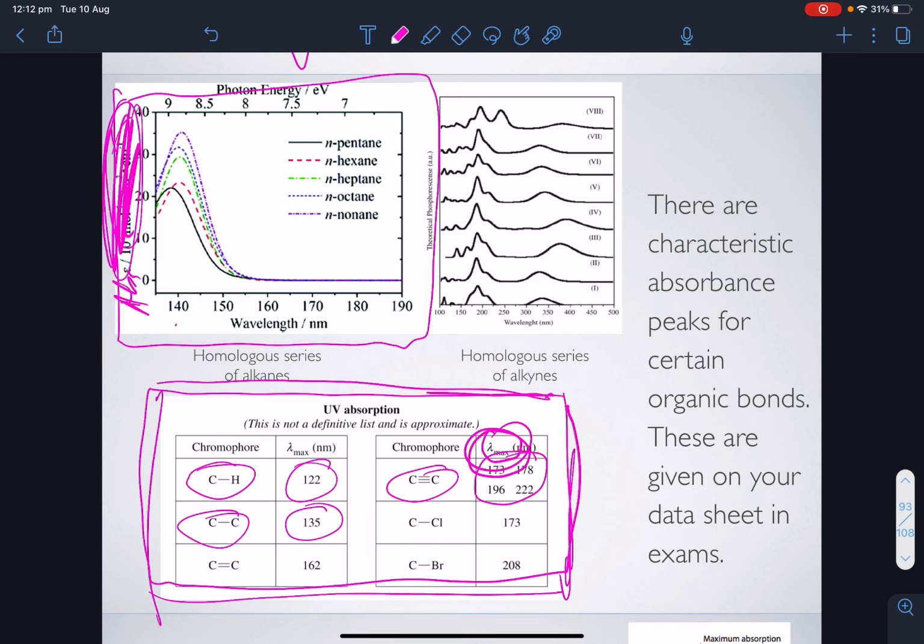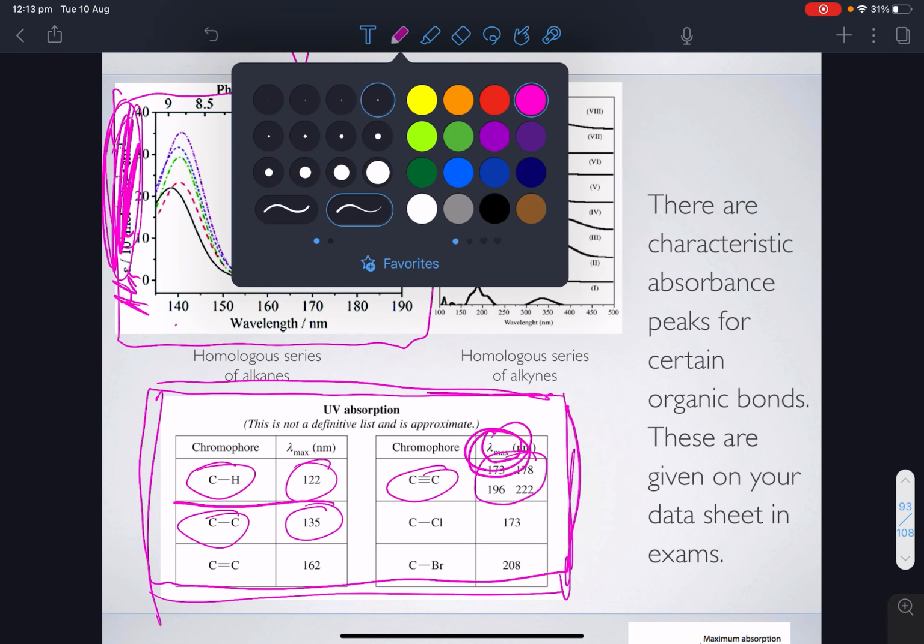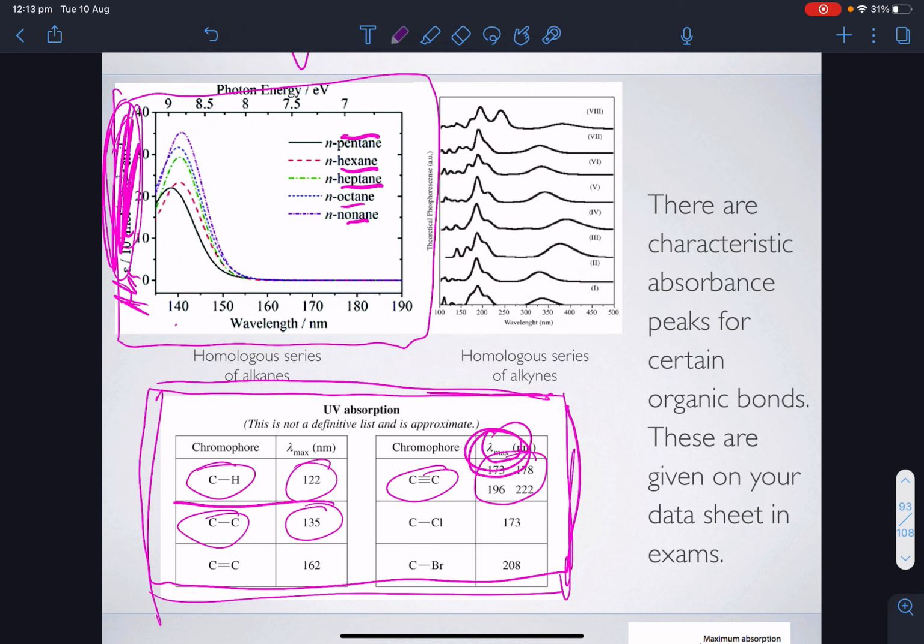Terrible. And we've got different compounds. We've got straight pentane, hexane, heptane, octane, and nonane, okay? You can see that they all have peaks that are slightly shifted, but all roughly the same at around 140 or so, okay? And they all have similar peaks because we're talking about this peak here, okay?